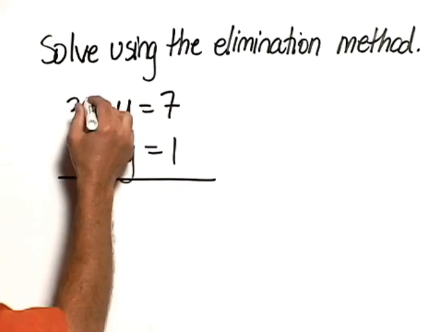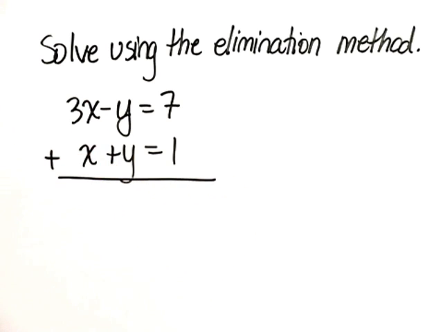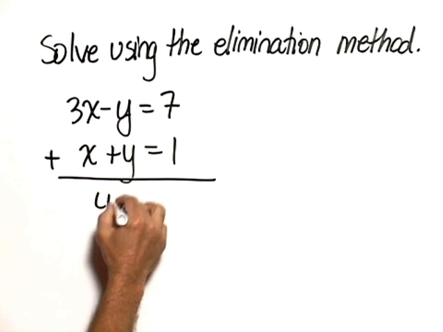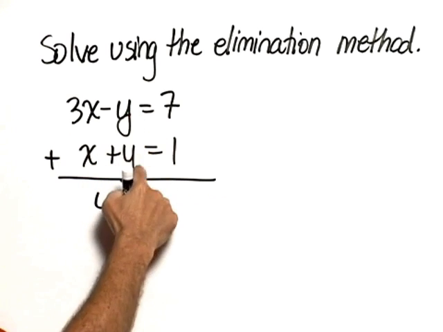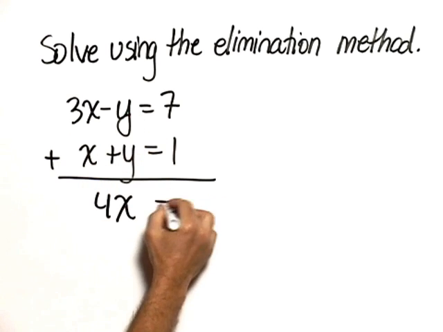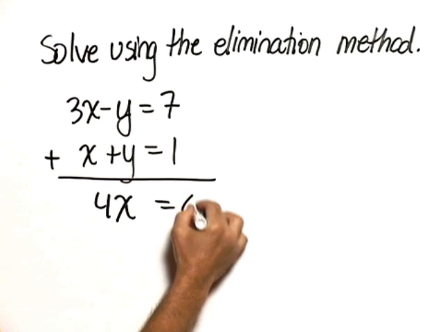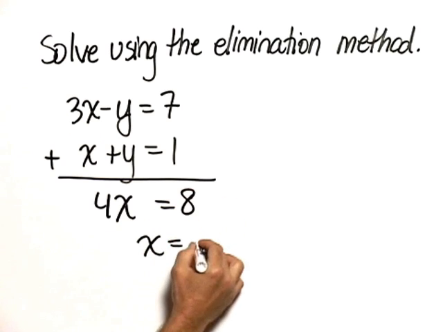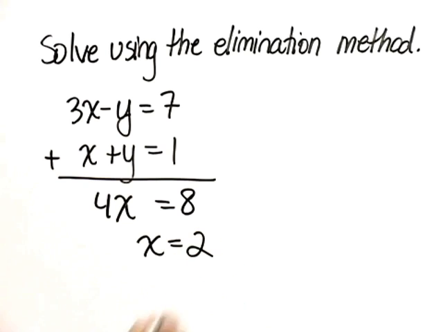In that case, we simply add the two equations together. 3x plus x is 4x. Of course, the y's sum to 0. 7 plus 1 is 8. Divide both sides by 4. 8 divided by 4 is 2. So we know x is equal to 2.